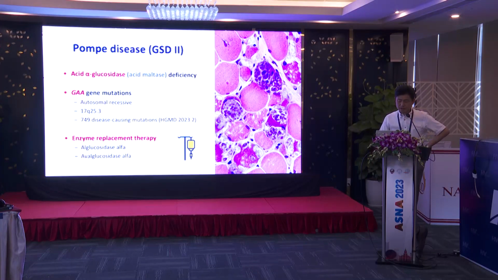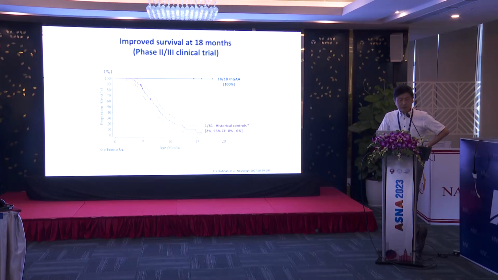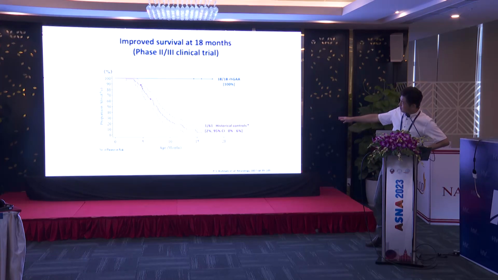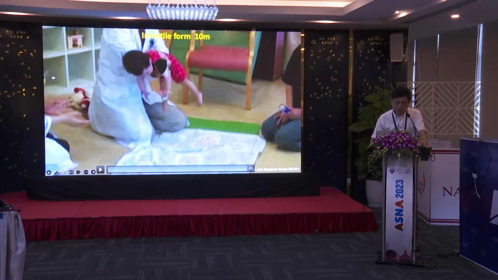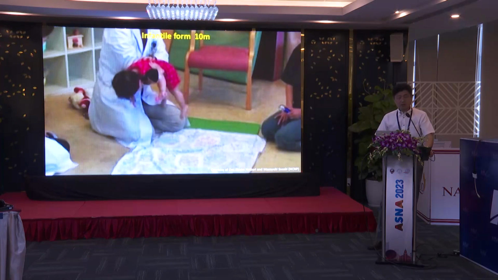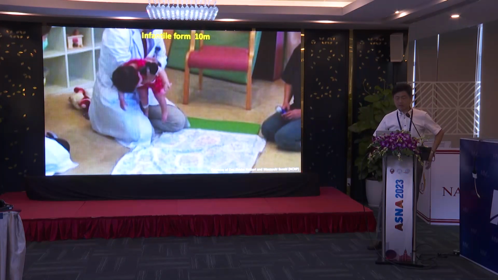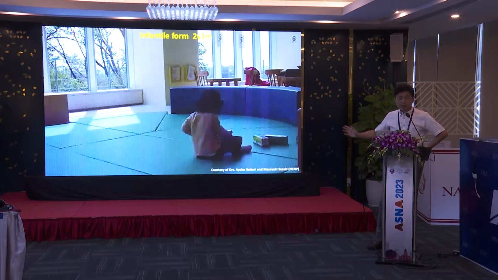I won't go into the details, but this is the initial data. In infantile patients, if you don't treat them, they basically die within 2 years. But none of them died in the initial clinical trial. For example, this one is our own case. At 10 months old, she can't raise, she's floppy, right? She can't raise her hands or legs that much. But after treatment, she was supposed to die because it was an infantile case.